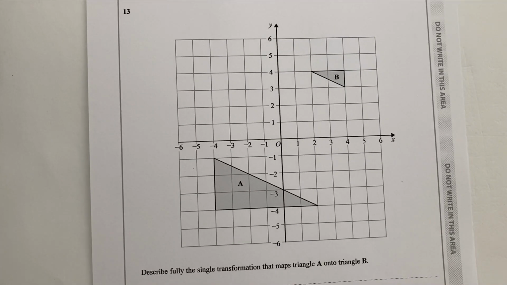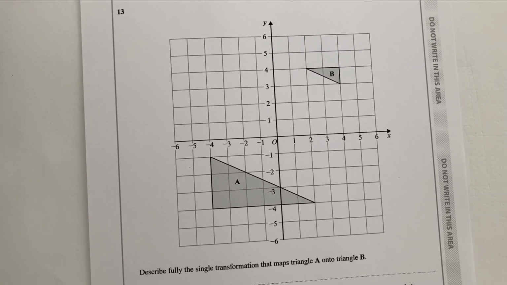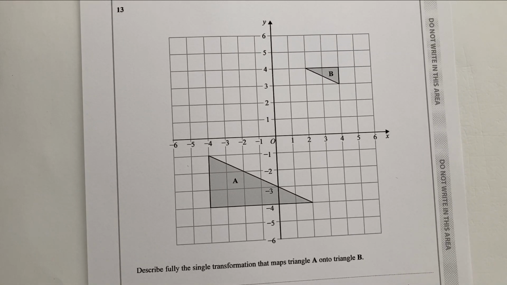Okay, so this one is hopefully a relatively straightforward single transformation. Now what they're asking is, what is the transformation that maps A onto B? And it's a single transformation. So what we're going to do firstly is have a look at the lines of enlargement, and hopefully that'll give us some idea of the center.